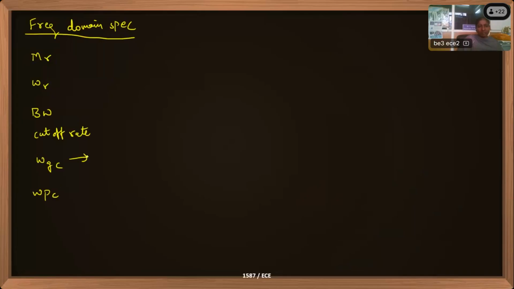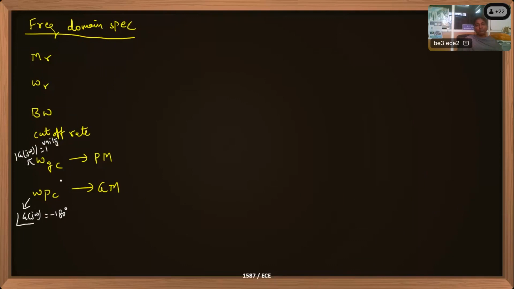At omega GC we will calculate phase margin. At omega PC we will calculate gain margin. Omega GC means where the magnitude mod G of j omega equals 1, that is, the magnitude is unity; that omega value is called omega GC. PC means where the phase angle of G of j omega is minus 180 degrees; that omega value is called omega PC. Okay.